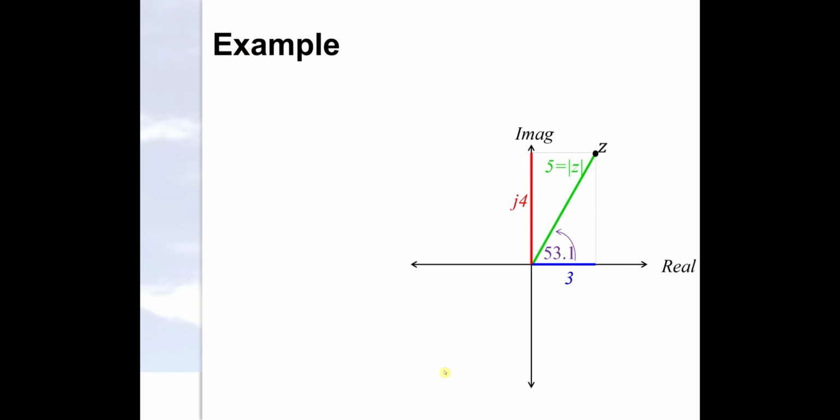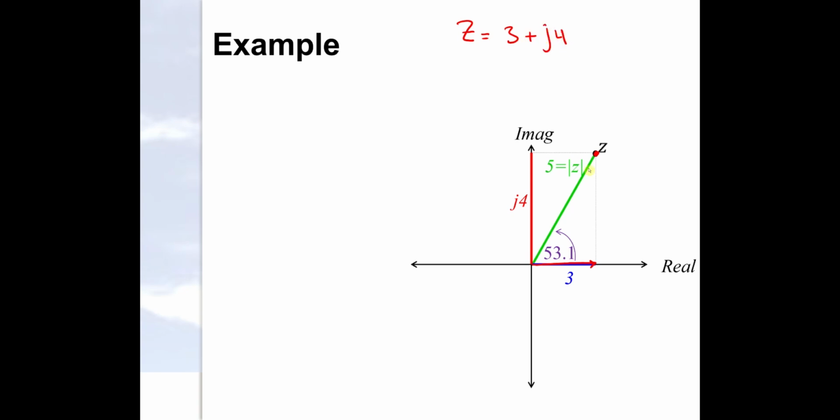So let's wrap up with an example. If I have a complex point here, z, this is a complex number. You can see that it has 3 units on the real axis and 4 units on the y-axis. So the rectangular form for this number is 3 plus j4.